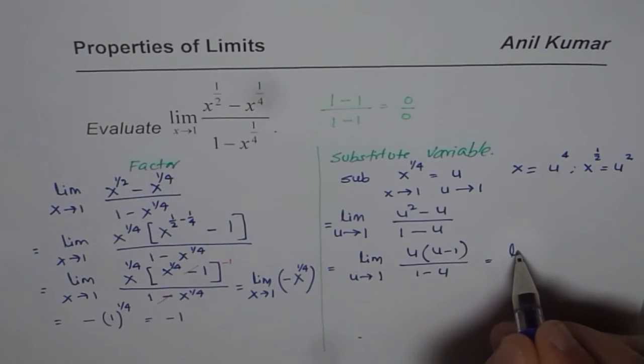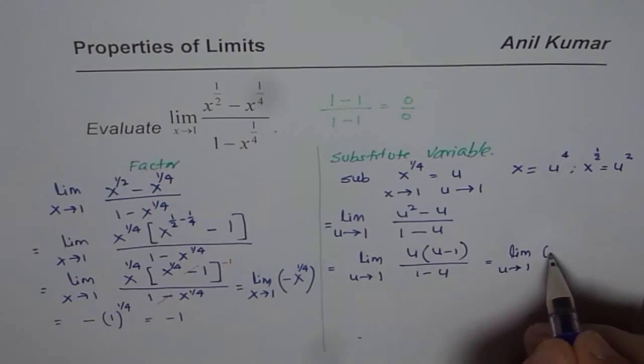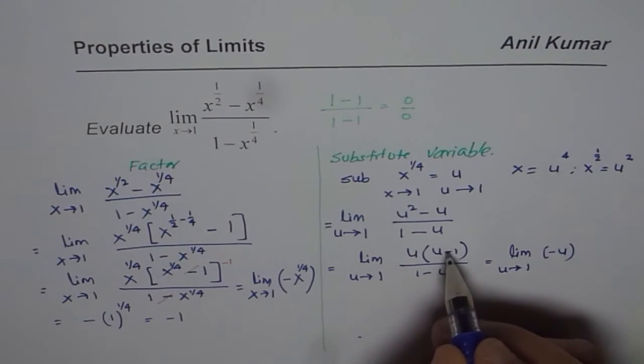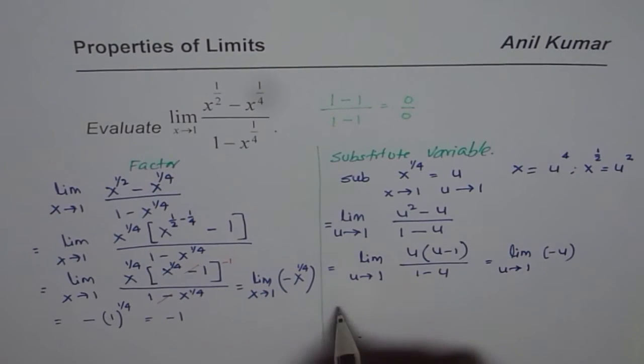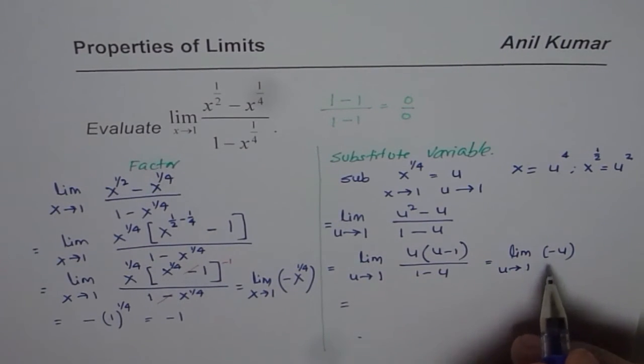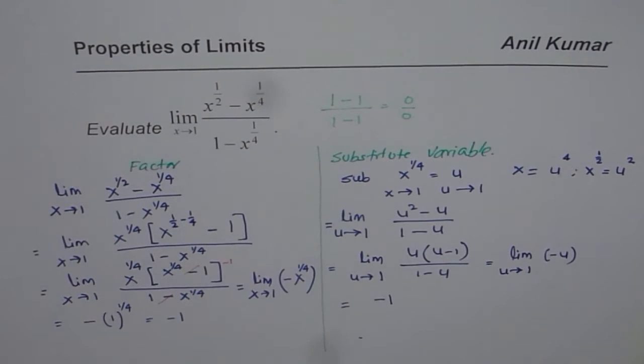So you get limit u approaches 1. When you cancel, you get minus u. Correct? Because u minus 1 divided by 1 minus u is minus 1. Now if you substitute 1 for u, you get minus 1 as your answer. So you get exactly the same answer using the substitution method. So these are two good methods to use at this stage. I hope with this you have learned most of the methods which could be applied to solve such questions.